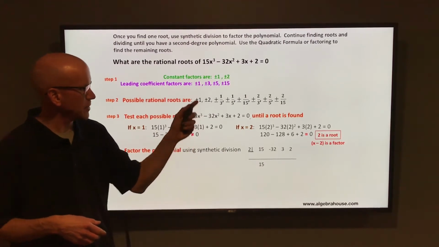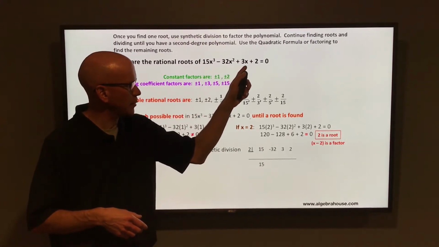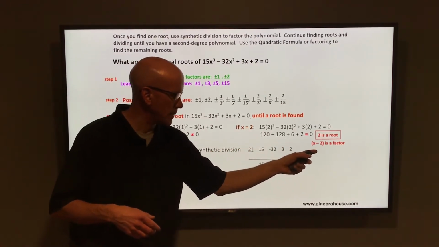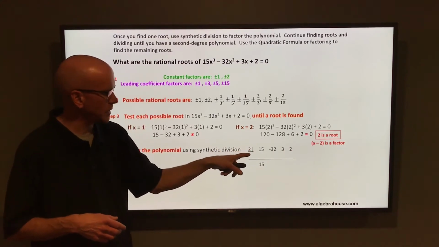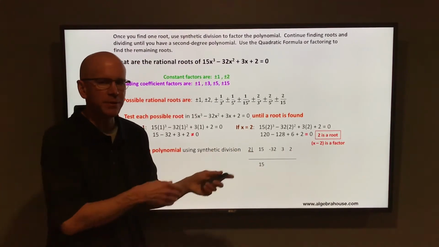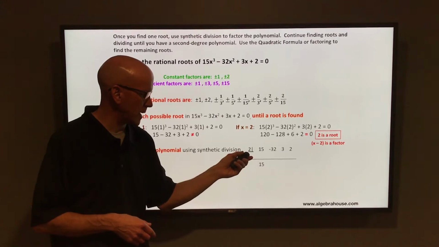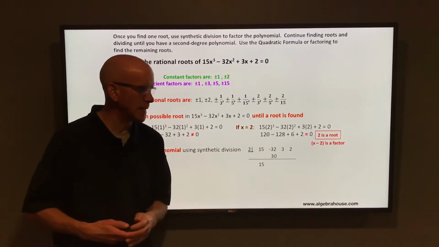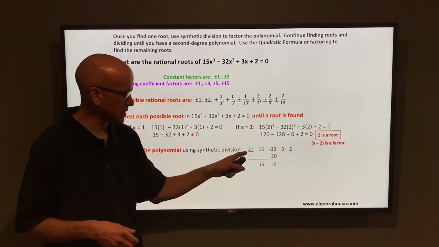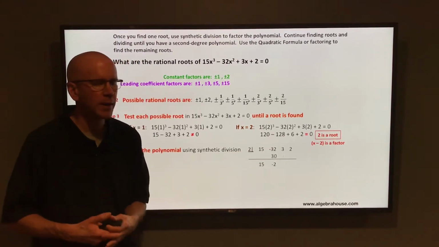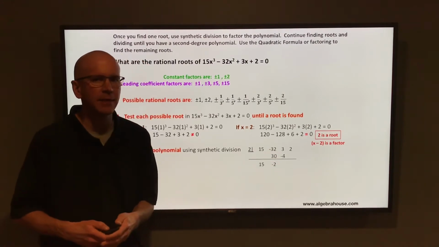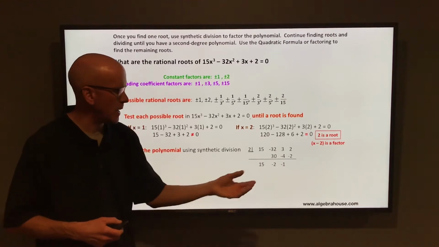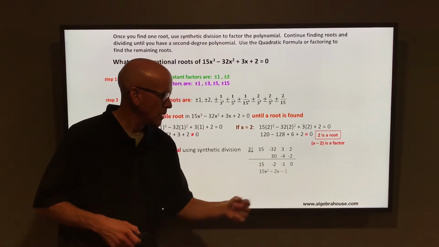So if you divide that polynomial by x minus 2, we're going to use synthetic division. List the coefficients, 15, negative 32, 3, and 2. And then we're dividing by x minus 2, so that means a positive 2 goes in the box. Bring down that 15, and then go back to the box. Multiply 2 by 15, that is 30. Add negative 32 and 30, that is negative 2. Multiply 2 by negative 2, that is negative 4. Then add 3 and negative 4, that is negative 1. Multiply 2 by negative 1, that is negative 2. Then when you add, you get 0. So the remainder is 0.